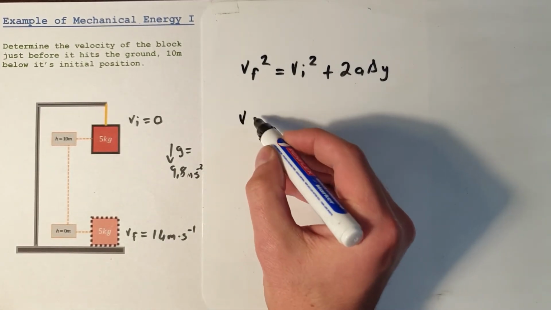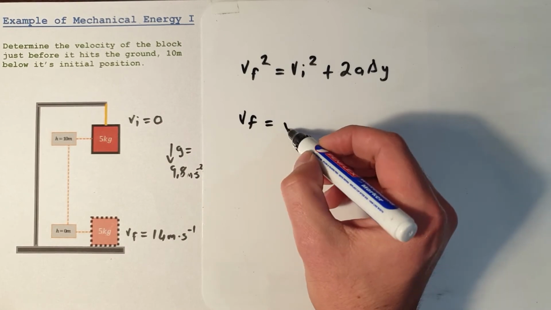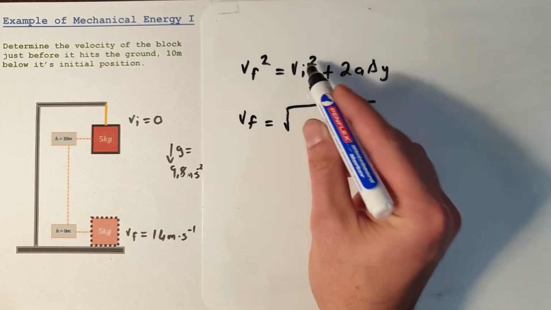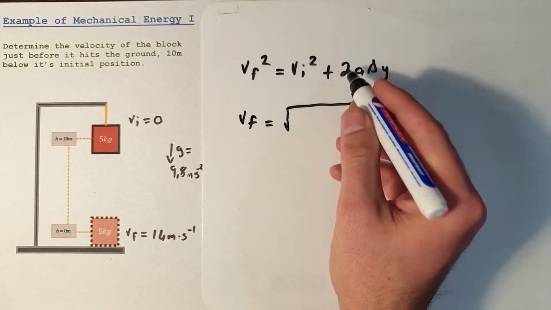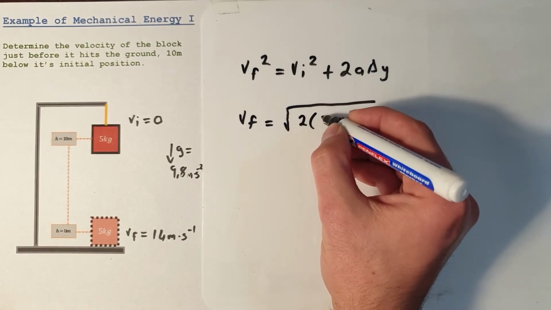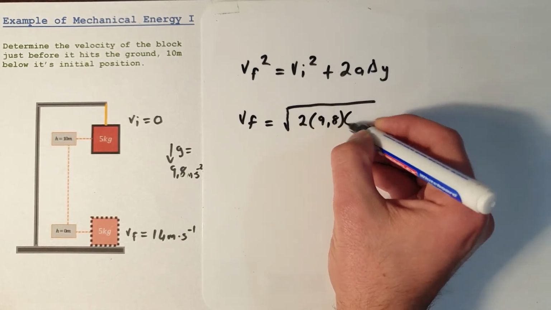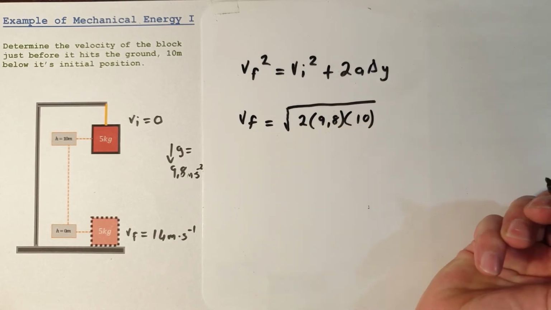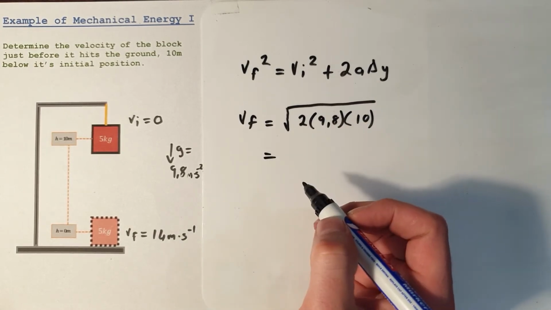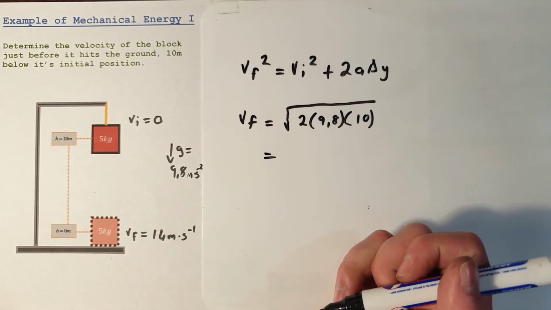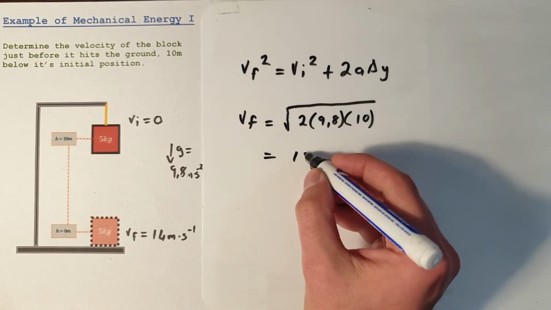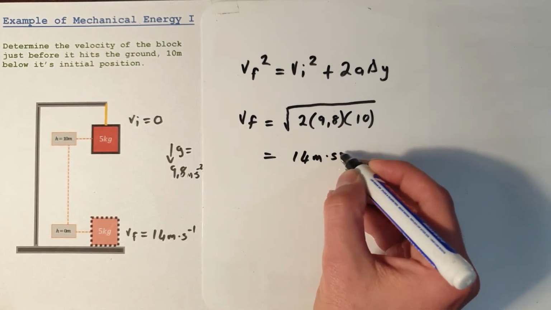So, do the entire thing then. Our initial velocity was 0, so we can ignore that term. We've got 2 times acceleration due to gravity, 9.8, and it's traveling 10 meters. Pop this into a calculator, and guarantee you we will get 14 meters per second.